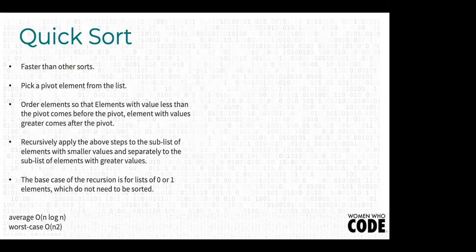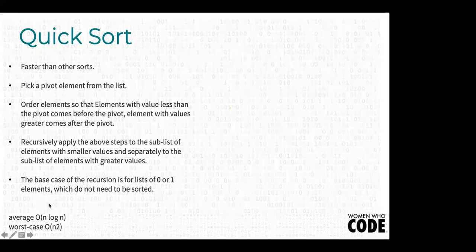Next one would be quick sort. Quick sort is faster than the other sorts. The algorithm for quick sort is to pick a pivot element from the list and order elements so that elements with values less than the pivot come before the pivot, and elements with values greater than the pivot come after the pivot. And recursively keep doing these steps with the left and the right halves until it reaches 1. Let's see in detail how this algorithm works.